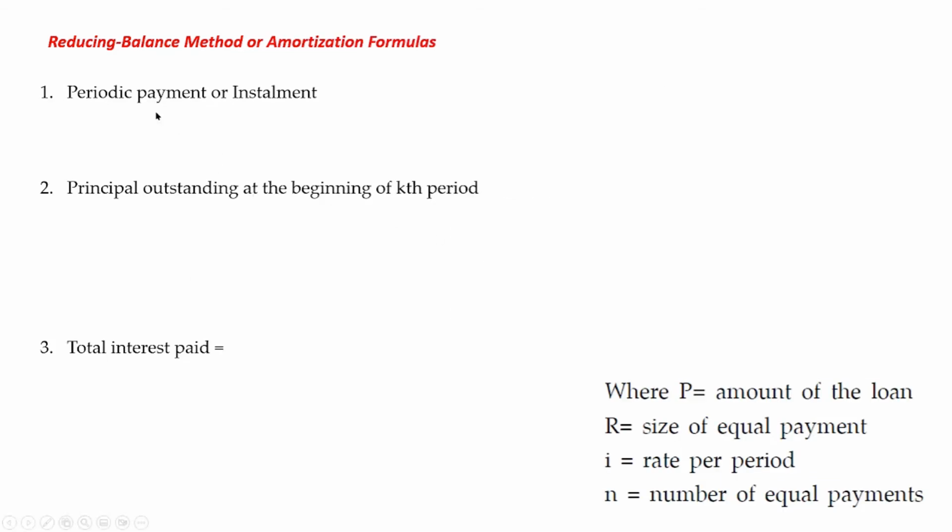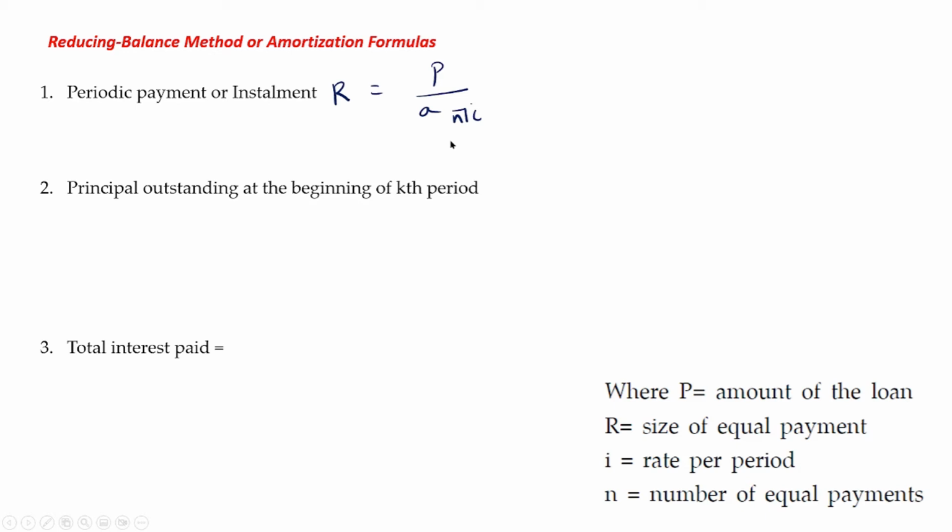And next we have the reducing balance method or amortization formulas. We can calculate EMI, as I already mentioned, using two methods. The first one is the flat rate method which we just saw, and the other one is the reducing balance method. Here the periodic payment or the installment is calculated as R is equal to P upon A angle N at I rate per period. So the EMI is calculated as the principal upon A angle N at I rate per period.